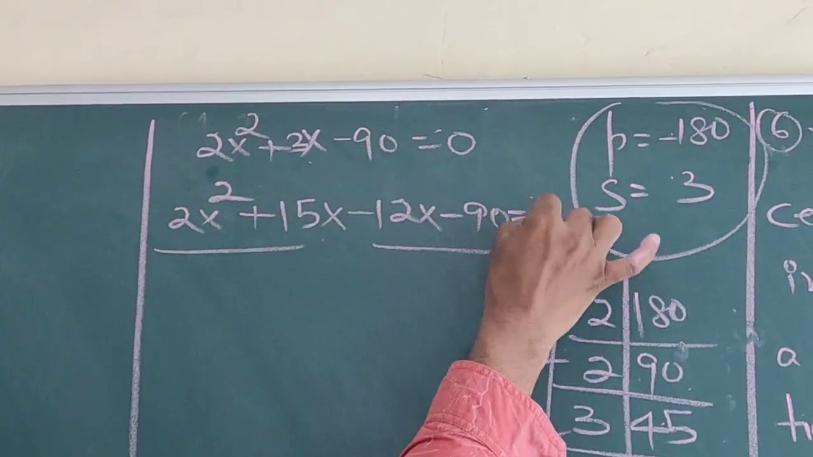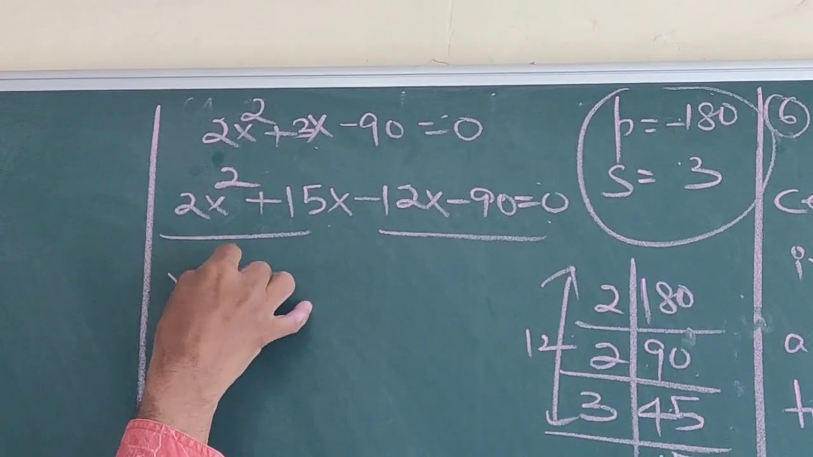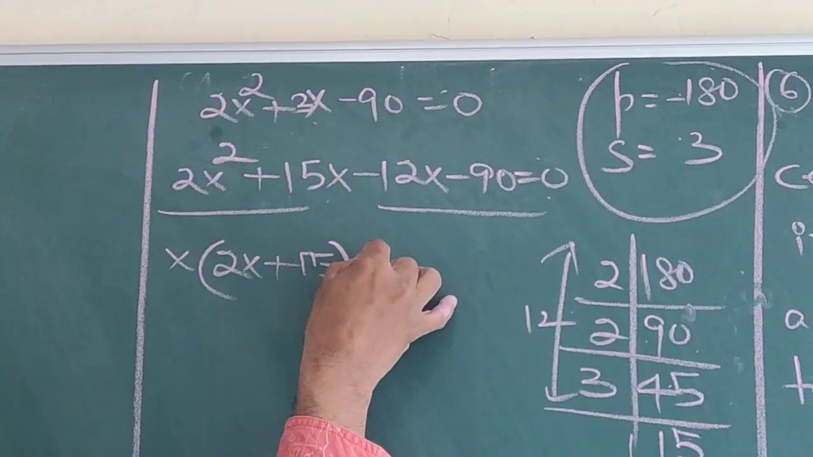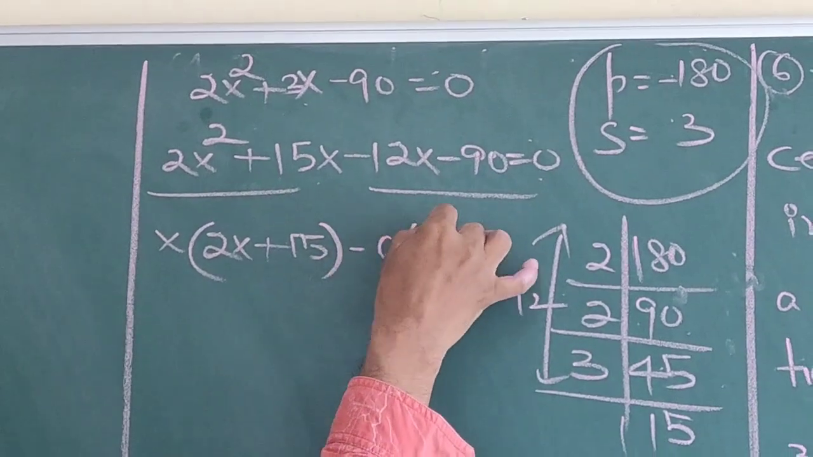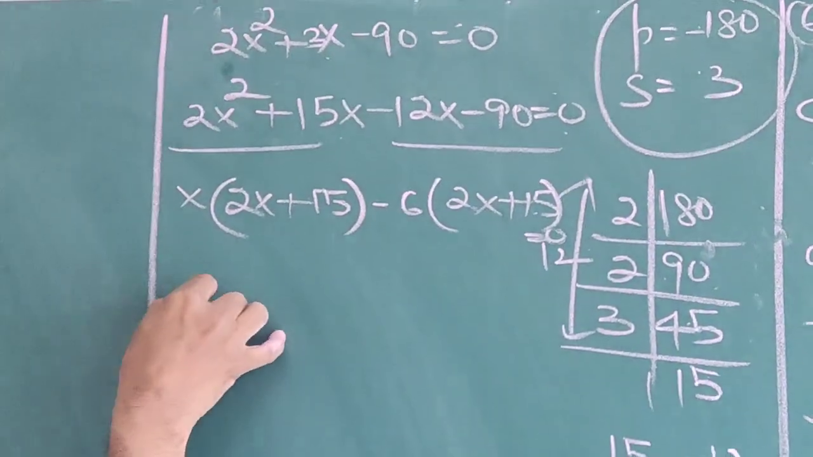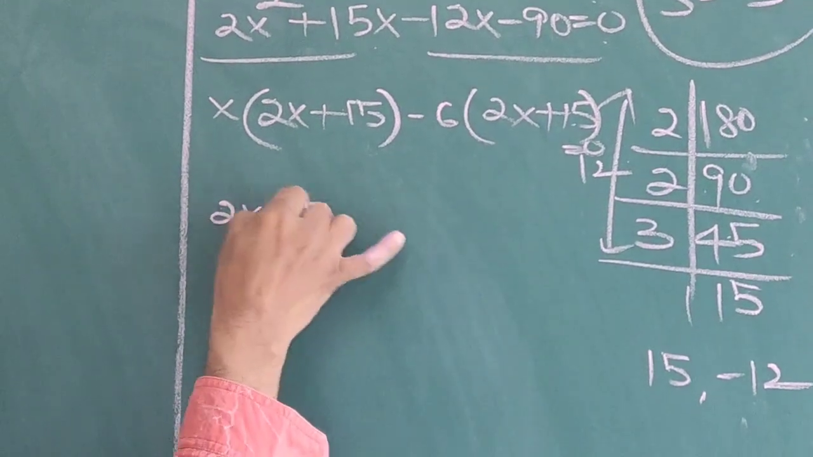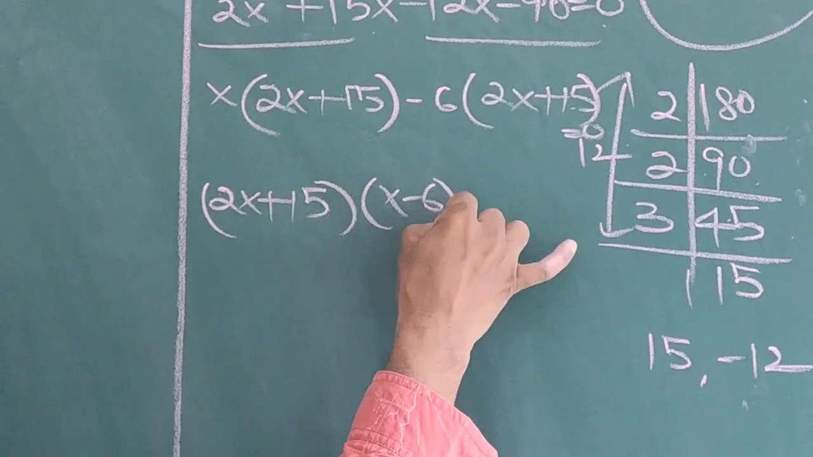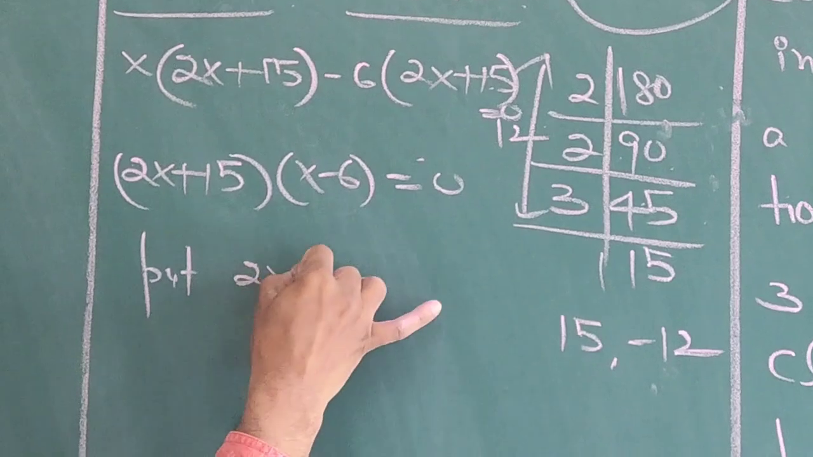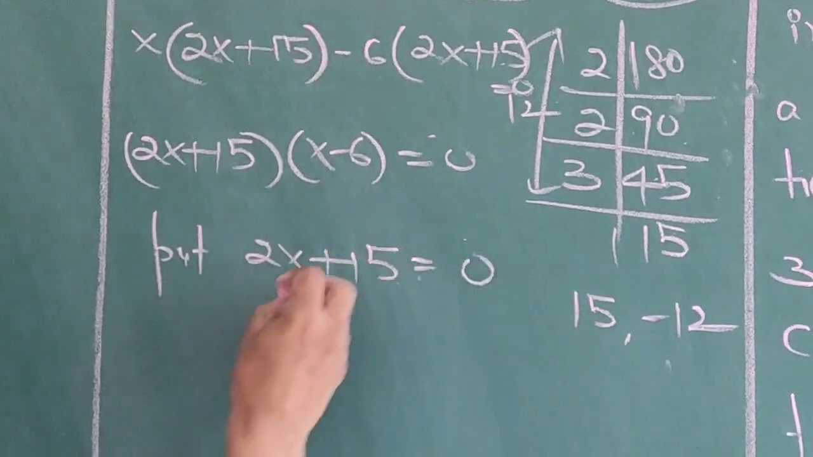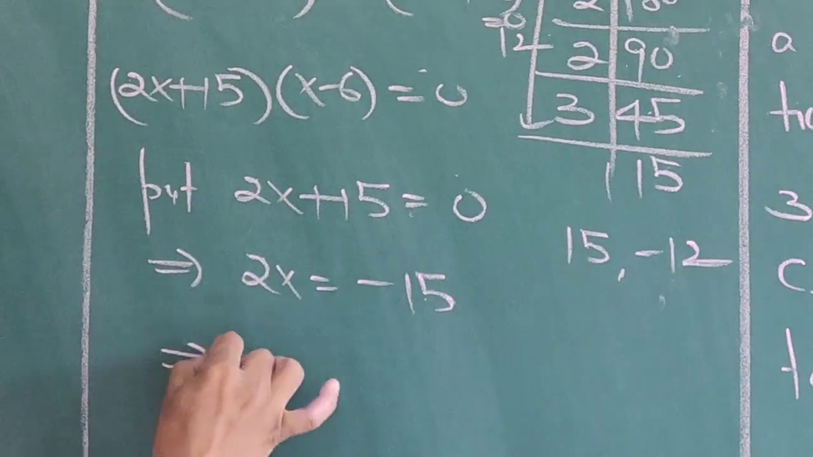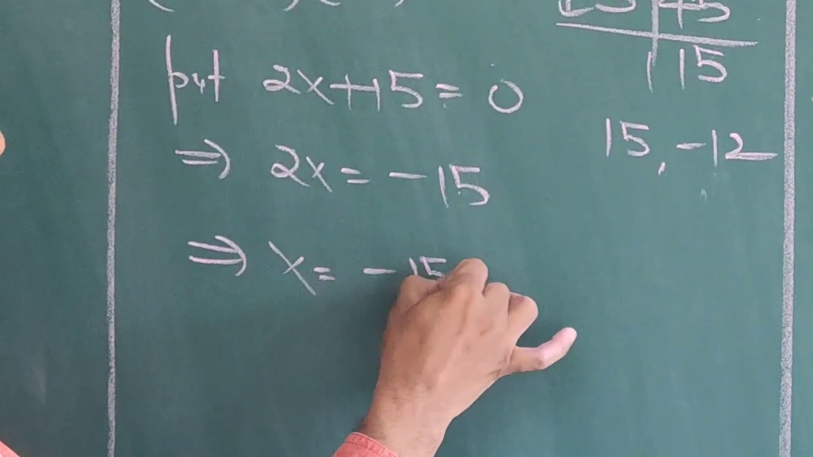Now take common from the first two terms. We get x is common, so 2x plus 15, and from the next two terms minus 6 is common, again 2x plus 15. So 2x plus 15 is a common factor and the remaining factor is x minus 6. So when we put 2x plus 15 equal to 0, this implies 2x is equal to minus 15.